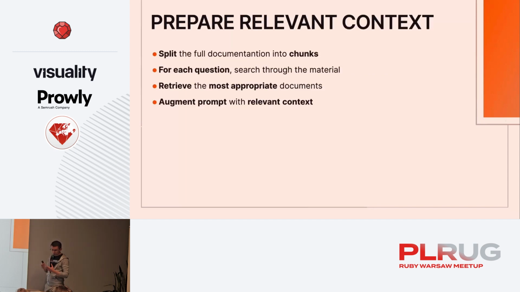So what we want to do, this is our end idea of what we want to achieve. We want to take the entirety of our documentation and split it into pages. For each question, we will find the relevant pages, just the relevant ones. The rest, for this specific question, is not relevant. So we will augment our prompt with only relevant information and ask the question.